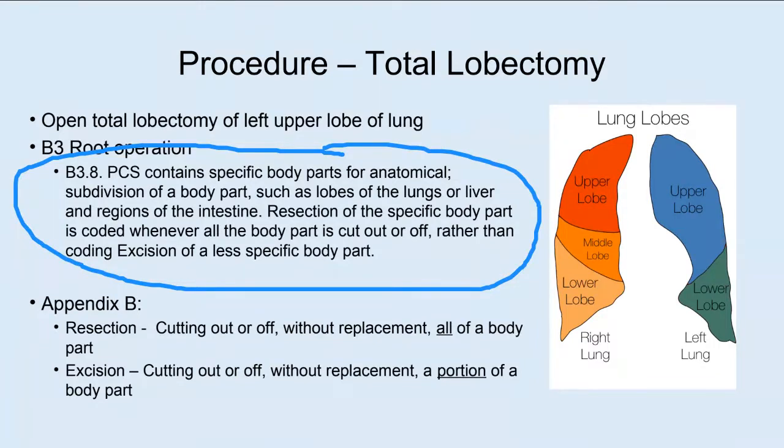Resection of a specific body part is coded whenever all the body part is cut off or out, rather than coding excision of a less specific body part. Okay, what does that mean? Well, there are different body part values for this one, this one, this one, this one, and this one. So these are much more specific than just saying excision of lung or a portion of the lung, saying excision of the right lung, cutting out a portion of a body part, is not as precise as saying resection of the upper lobe of the right lung. So it makes it much more specific. Resection is cutting out all, and excision is cutting out a portion.